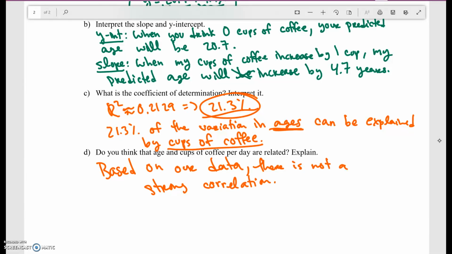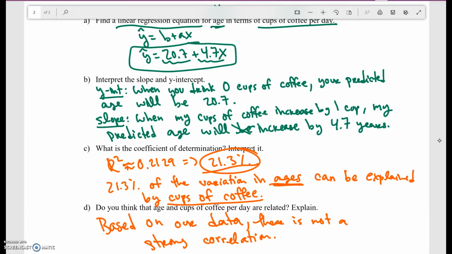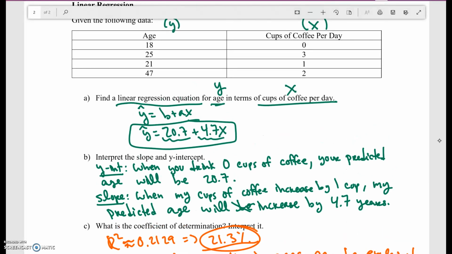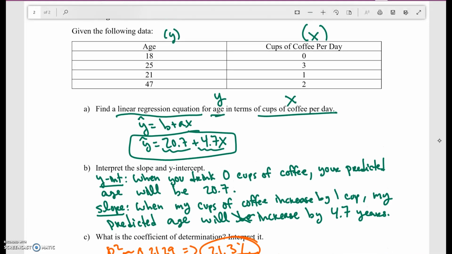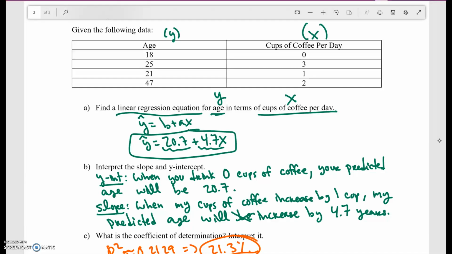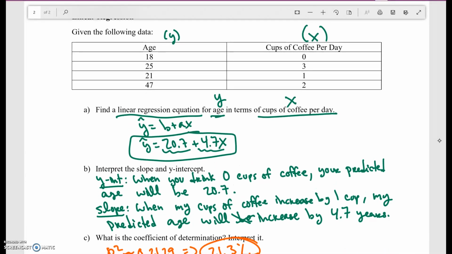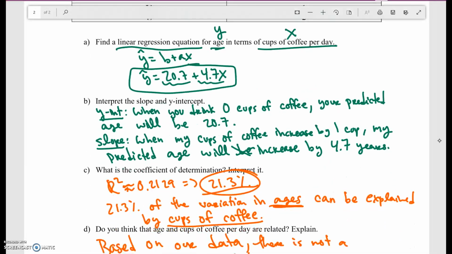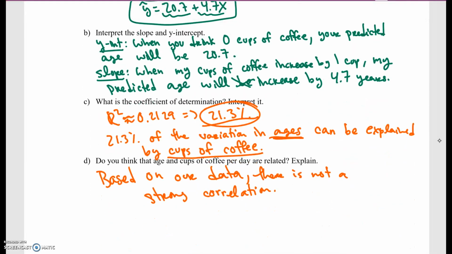Can we say that they're related? Well, we don't know, because we don't have a big enough sample. We only have four samples, and our correlation is not strong. Our coefficient of determination is also pretty low. So we can't really say anything based on this. We would have to gather more samples. We would also have to look at other variables, because I think it's kind of dumb just to look at age and cups of coffee by itself. These are really good ways, and a really good example, of how to use linear regression and how to interpret it. This is basically what I'm looking for on the exam.